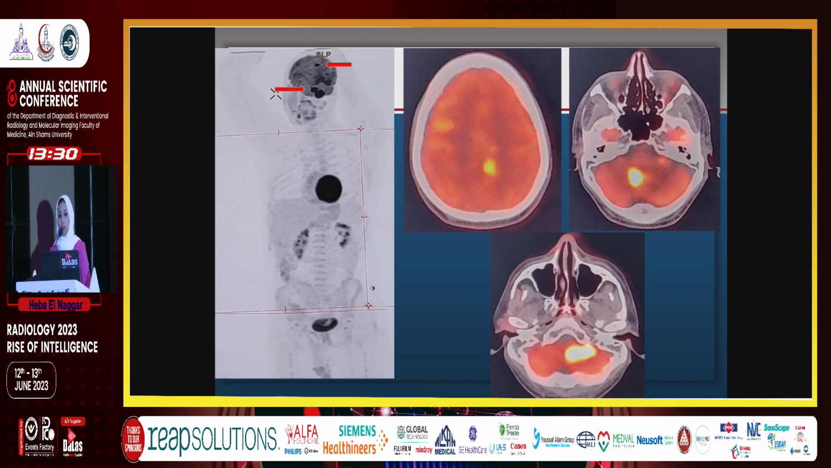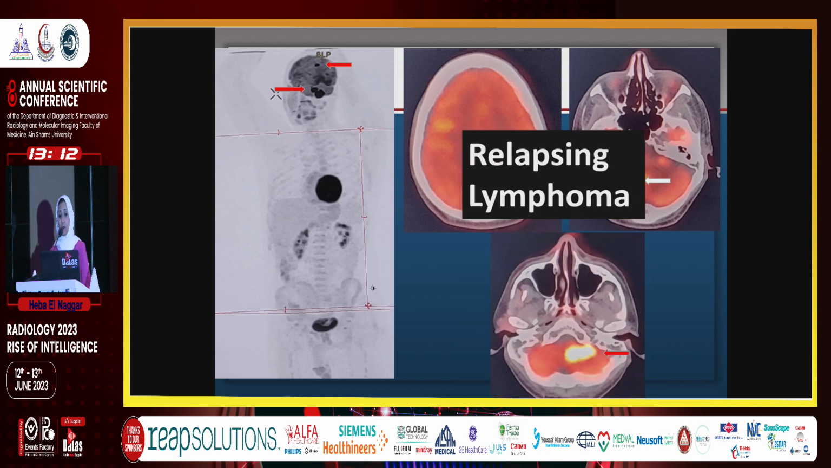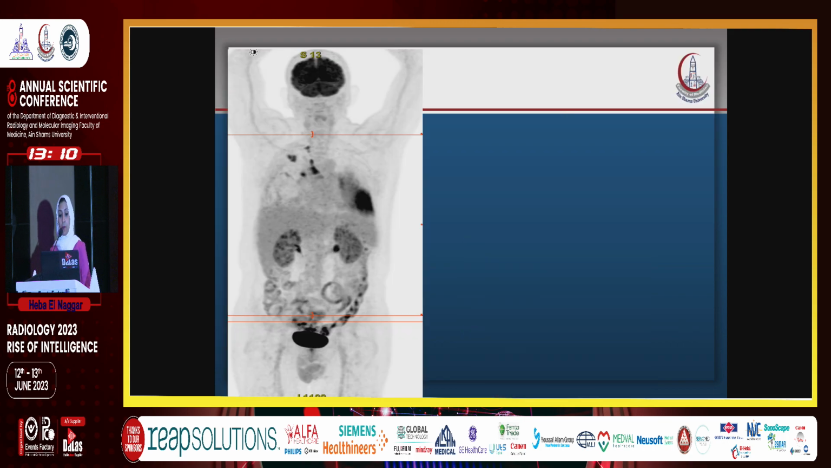And when we reviewed the fused images, you can see that there are 3 space-occupying lesions: left high parietal parafalcine and bilateral cerebellar FDG avid lesions. And this case was reported as relapsing CNS lymphoma. We proceed to case number 2, and this patient is a non-small cell lung cancer patient who was referred for follow-up.